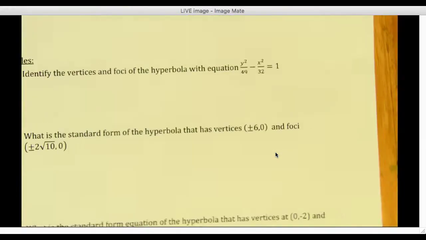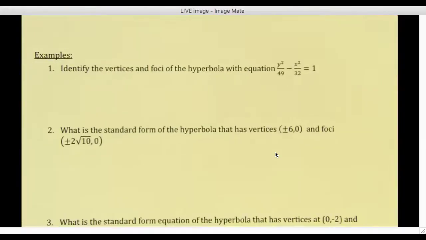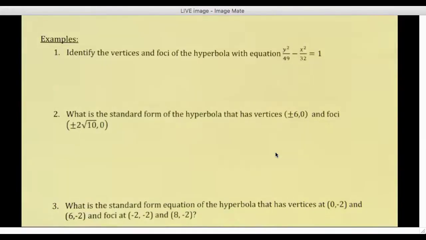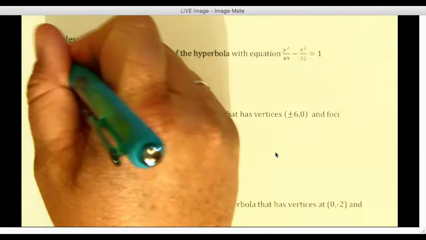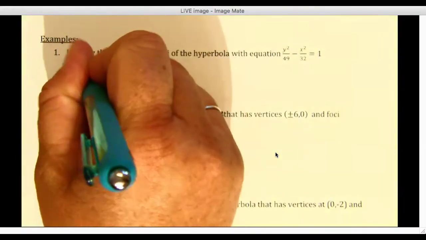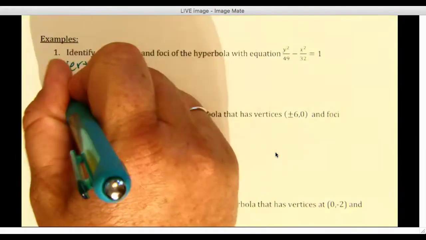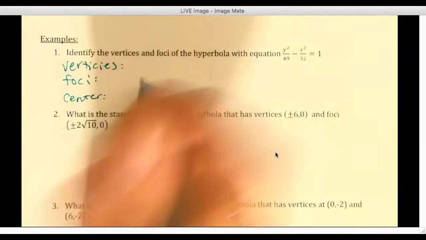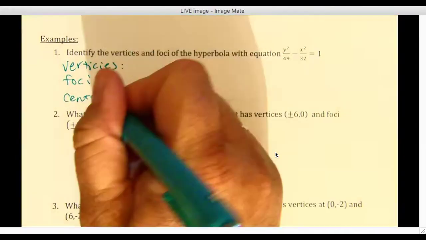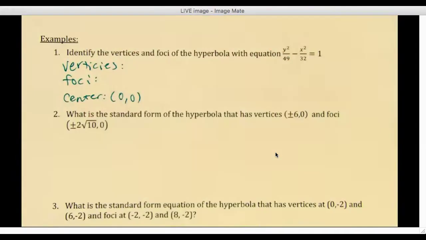All right, so let's do some examples here. We have first: identify the vertices and the foci of the hyperbola with the given equation. So we are asked to find the vertices, the foci, and I'm also going to add the center because it's pretty easy. We have no h or k in there. That means my center is at (0, 0).